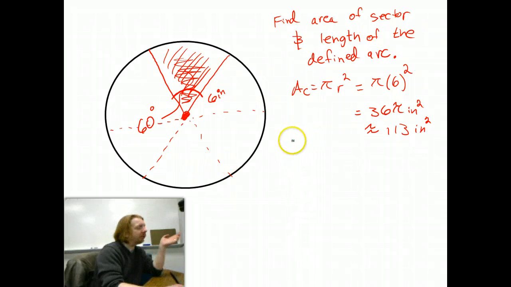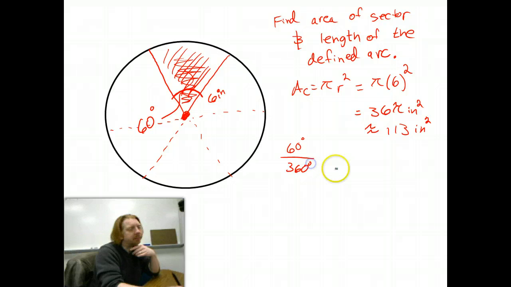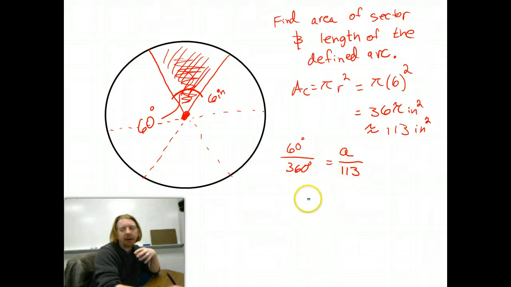It's still not what I'm looking for. Is that the whole pizza or the slice? Guys, that's the whole pizza. Now, just to get this slice, I want 60 degrees out of the total 360. That'll give me the area of my sector out of the whole pizza. Cross multiply and divide, and that'll get me the actual area of the sector I'm looking for.